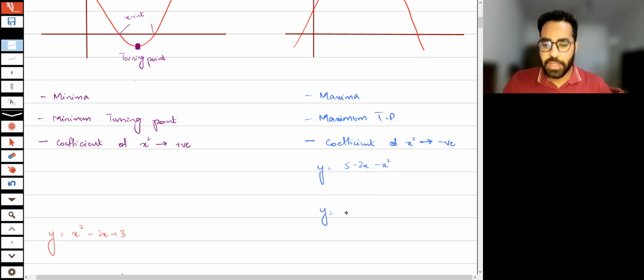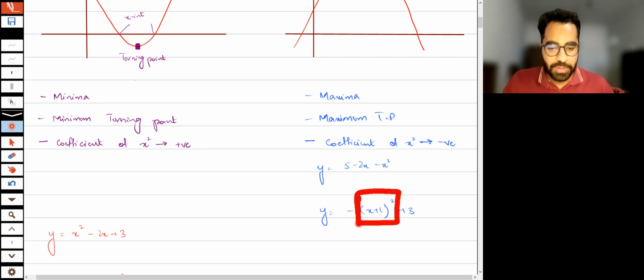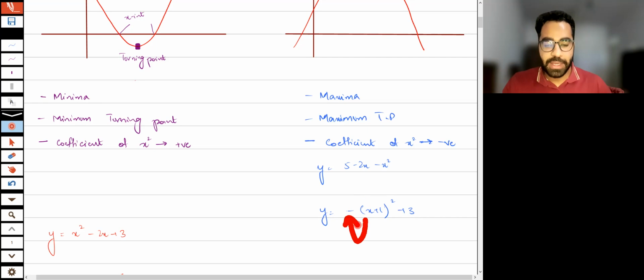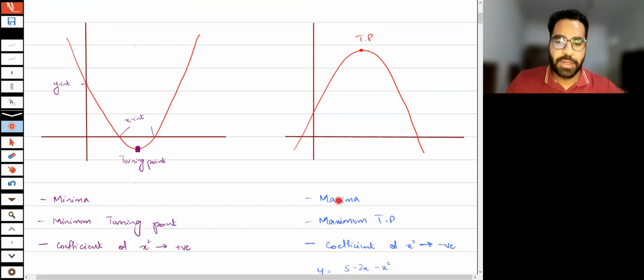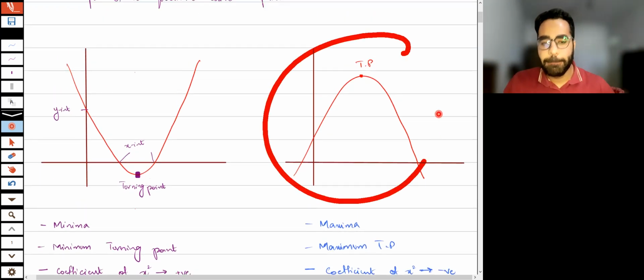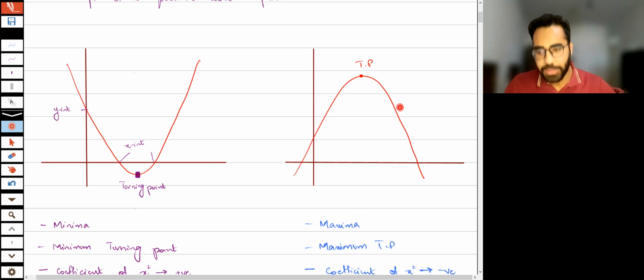Okay, let's take another example. If I have minus x plus 1 whole square plus 3. Over here again, if you expand this, you're going to get positive x squared. But that positive x squared will get multiplied by -1 to make negative x squared. And if the coefficient of x squared is negative, you're going to get this curve, which is a maxima.